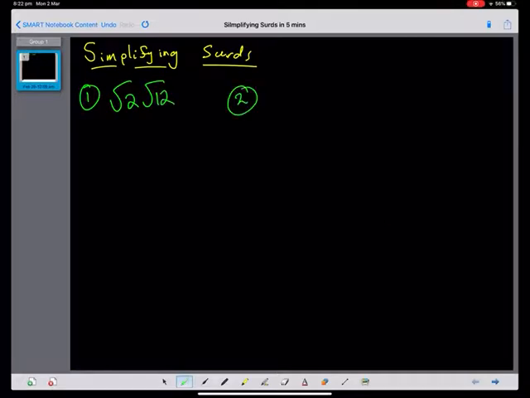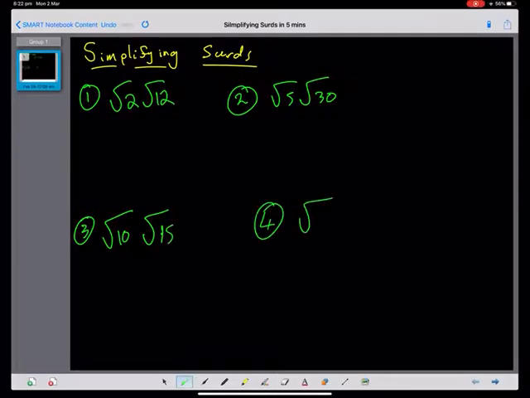Root 12, root 5 root 30, 3 root 10 root 15, and 4, let's do root 5 root 20.